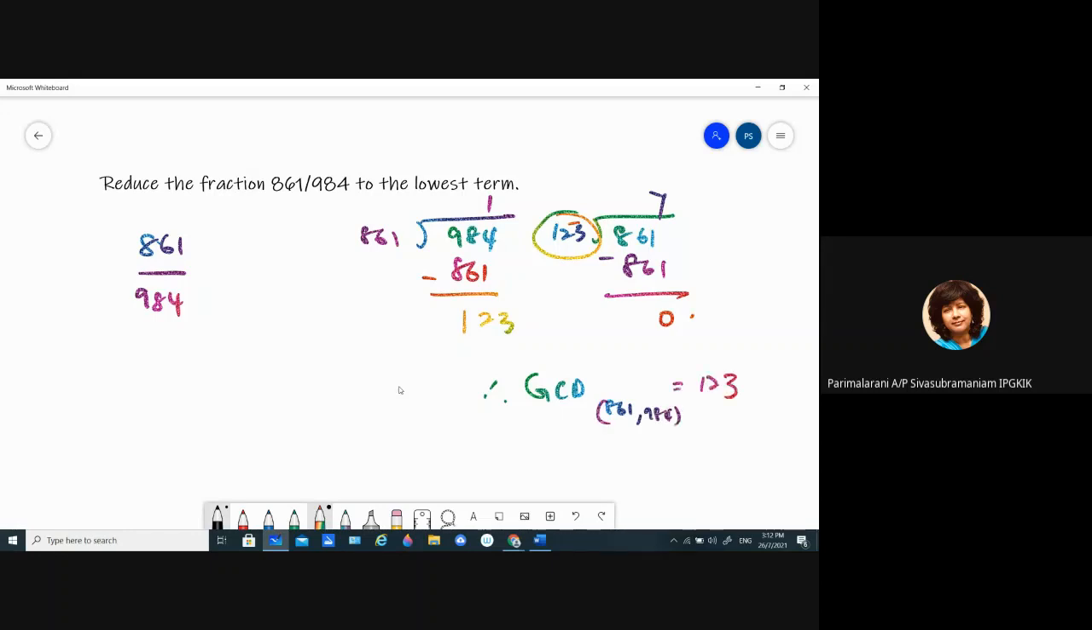That means both numbers can be divided by 123, and that's the greatest common divisor. To simplify this, we divide both by 123. 984 divided by 123, we get 8, and 861 divided by 123 gives 7, so 7 over 8. So we have reduced this fraction very fast by using the GCD method. Using the Euclidean algorithm to reduce fractions is one of the purposes of the Euclidean algorithm.